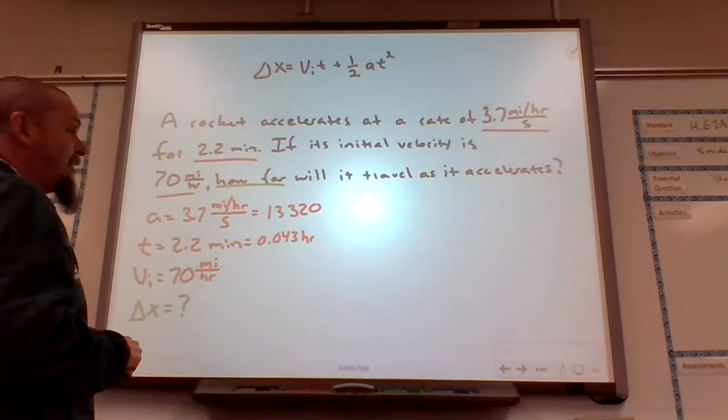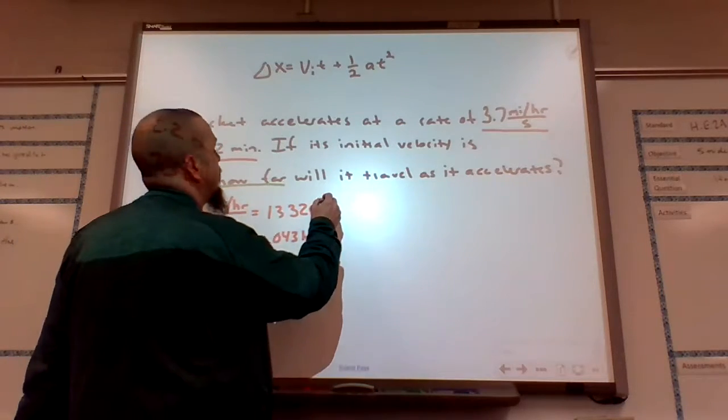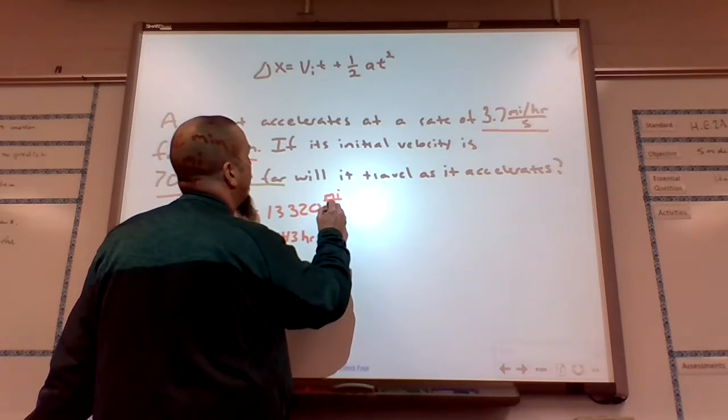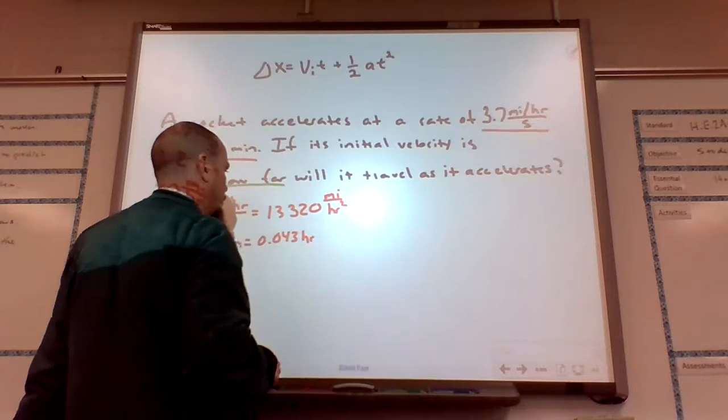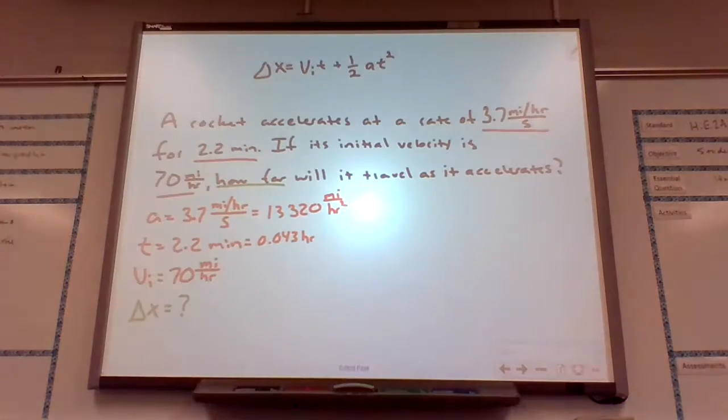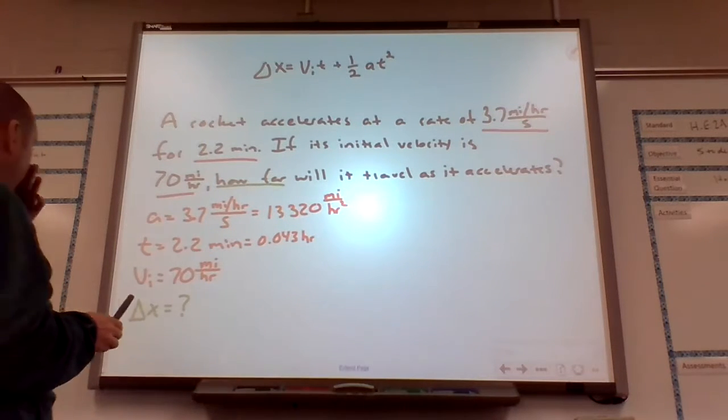And that is 13,320 miles per hour squared. Big number, but it is a big unit. Again, what that number is telling us is how much faster it would go if it were allowed to accelerate for an entire hour. Now, just pay close attention to this.